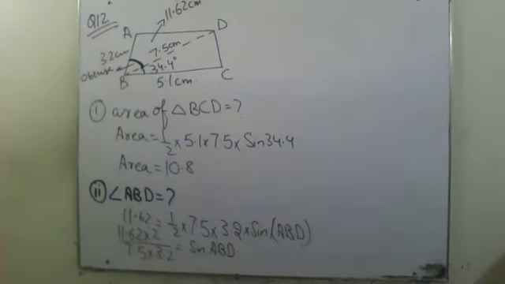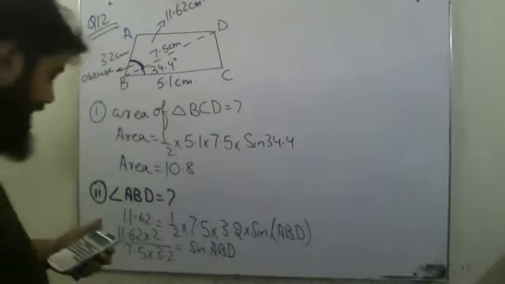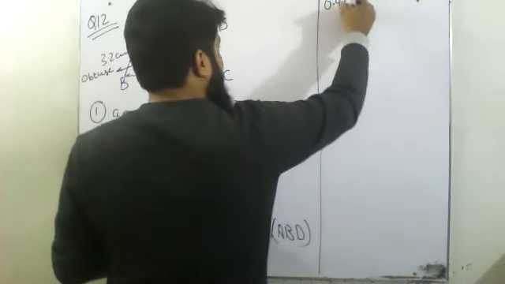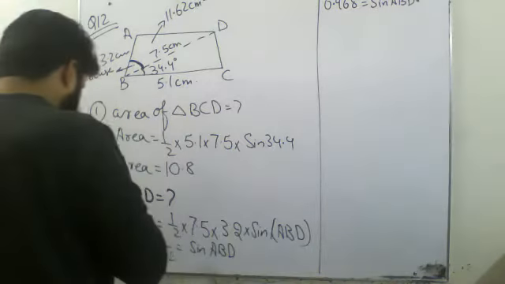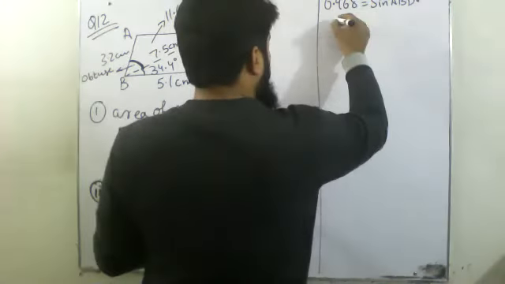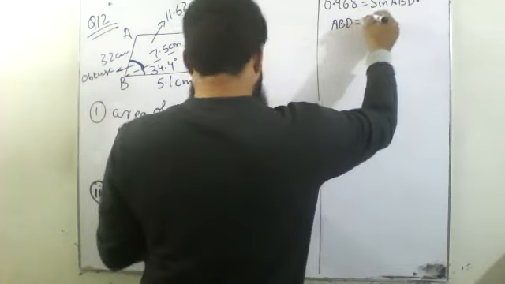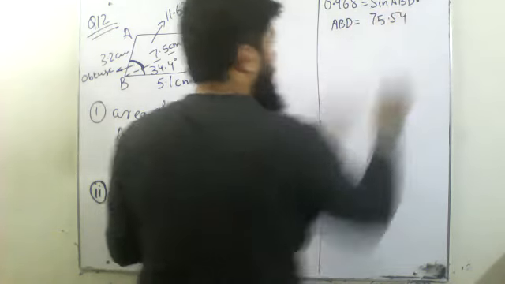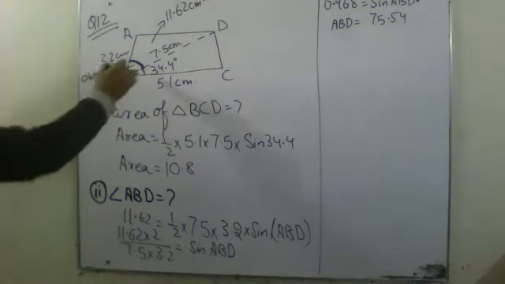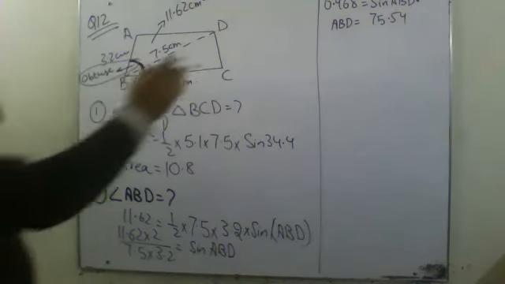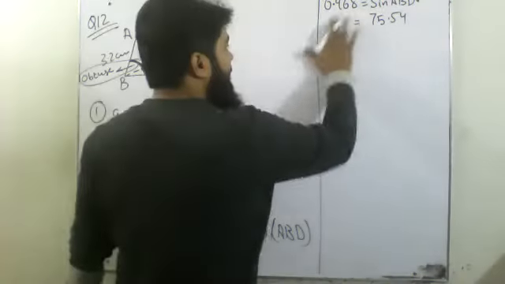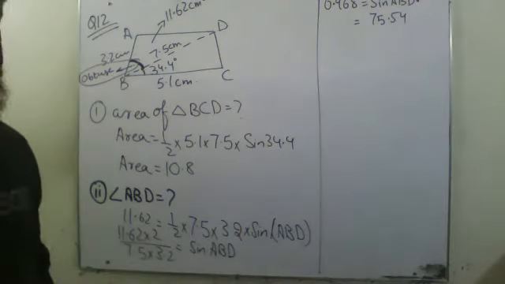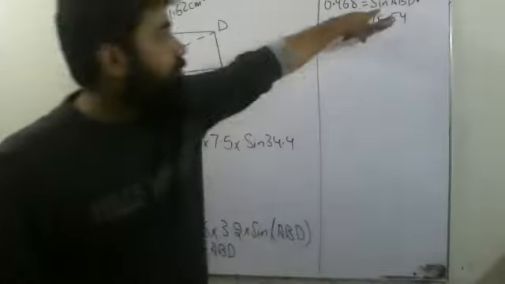Now I'm going to use my calculator. When I'm simplifying it, the answer is coming 0.968 equals sine ABD. And when I take the inverse of this, the result is ABD equals 75.54. But what's the problem? The problem is that they have told us that it's obtuse. So this cannot be equal to 75.54. This cannot be the value of ABD. So how will I find the value of ABD, as they are saying it's obtuse and I have used the sine?